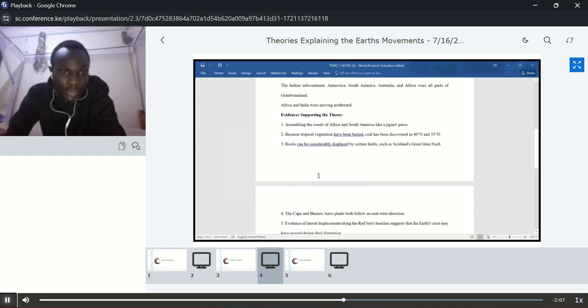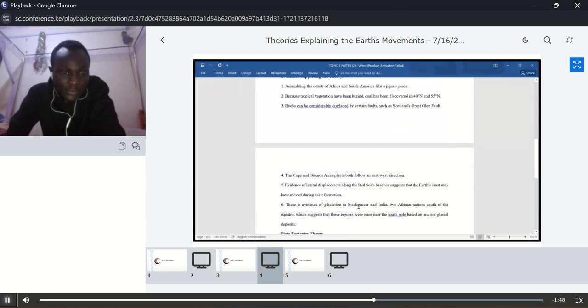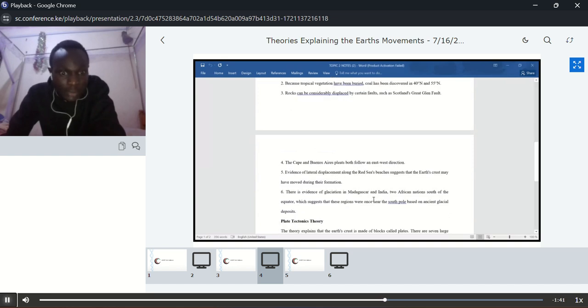Number two is that because tropical vegetation had been buried, coal has been discovered at 40 degrees north and 55 degrees north. Number three is that rock can be considerably displaced by certain faults, such as Scotland's Great Glen Fault. Number four is that the Cape and Buenos Aires plates both follow an east-west direction.